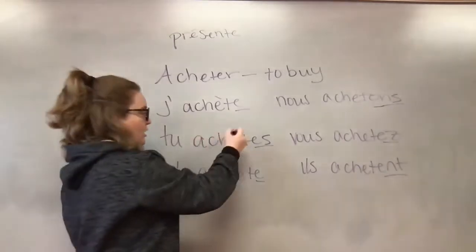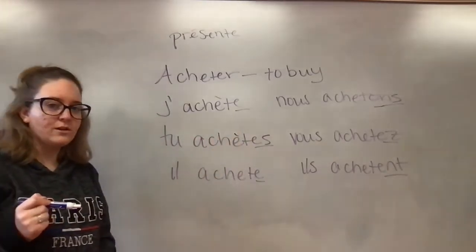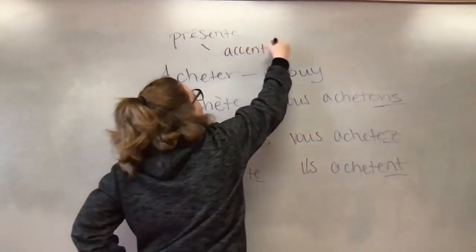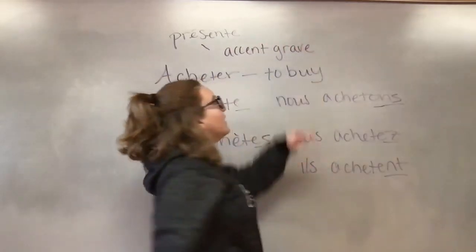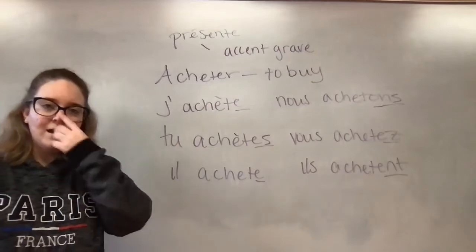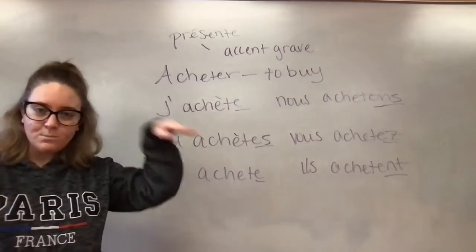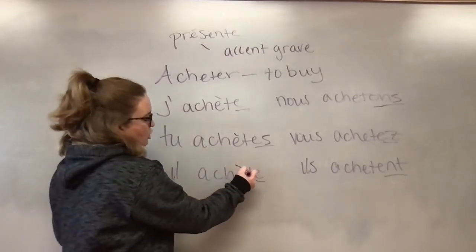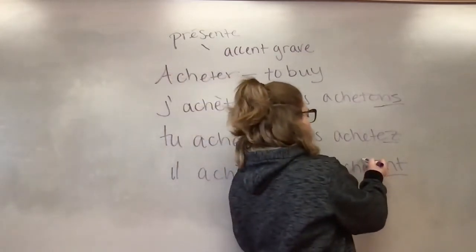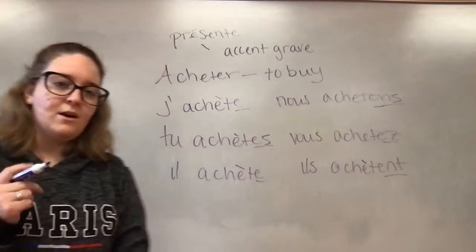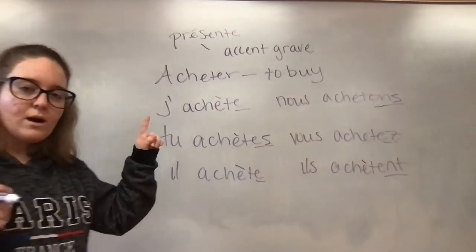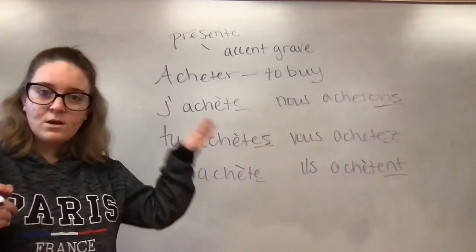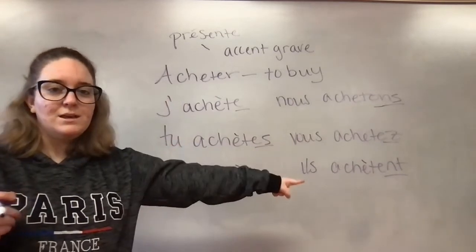So tu achètes, we have another accent grave. And remember, accent grave is spelled exactly like that, like a grave. So it's pointing towards the grave, it's pointing downward. That might be a way to help you remember it. Il achète and ils achètent. Just like with our regular ER verbs, the je, tu, il, and ils forms are all pronounced the same. J'achète, tu achètes, il achète, ils achètent.